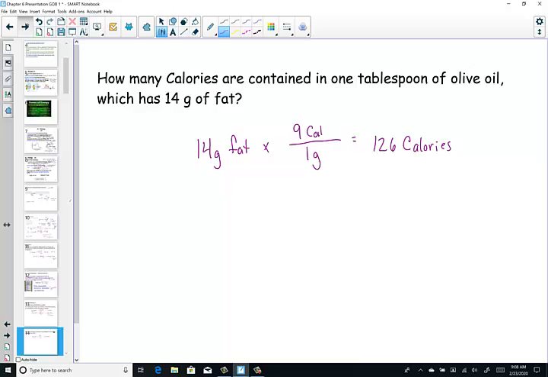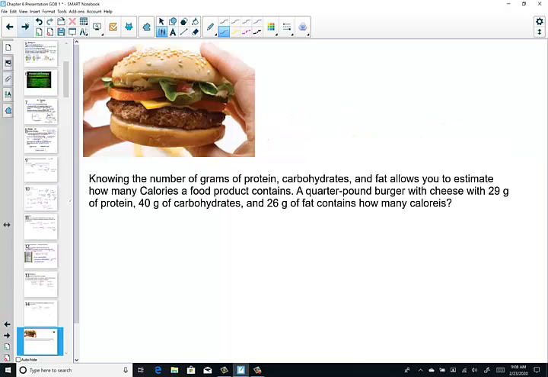Why don't you try the next one? Looks like a very tasty cheeseburger. How many calories are in that cheeseburger? Pause your video and just take a moment to calculate. How many calories, by reading through this problem, come back when you're ready to check your work.